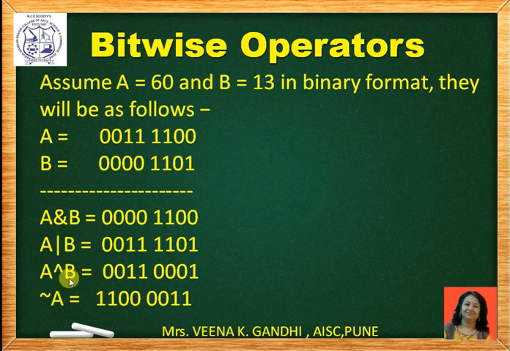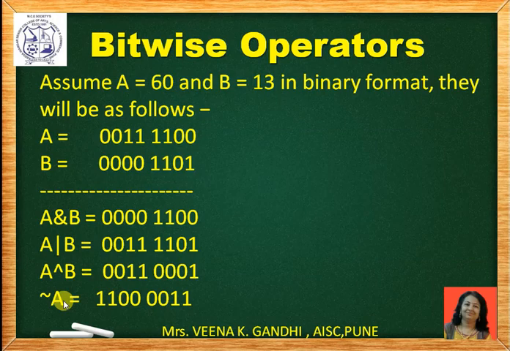Now A XOR B. In this, if both the bits are the same, 0 0 or 1 1, the result will be 0. So 0 and 1, the result will be 1. 0 0, the result will be 0. 1 1, the result will be 0. 1 1, the result will be 0. 1 0, the result will be 1. 1 0, the result will be 1. And 0 0, the result will be 0.